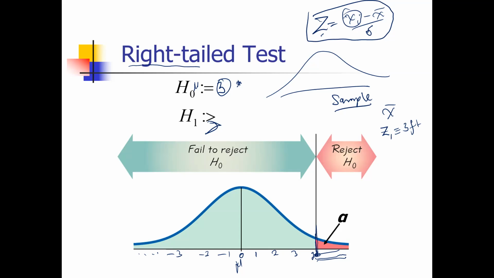Because isn't alpha like the remainder of what you have? So it's like, let's say it was like 99%, you would do 1 minus 0.99, and that would give you 0.01. And then you would divide that by 2. Right. So this would be 0.01. Okay, yeah. And then you divide that by 2 to get one of the tails, right?